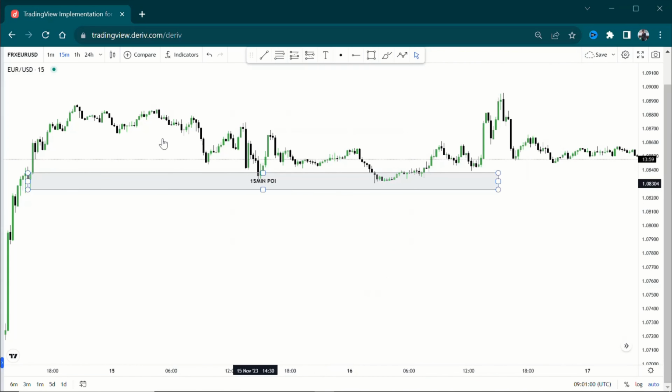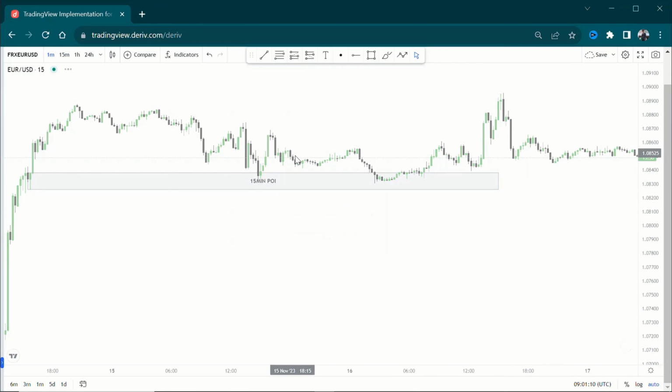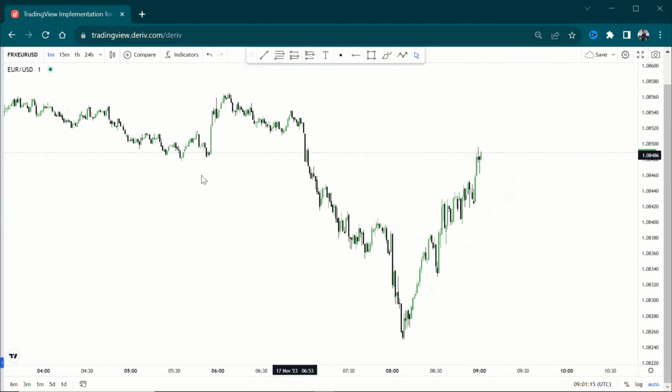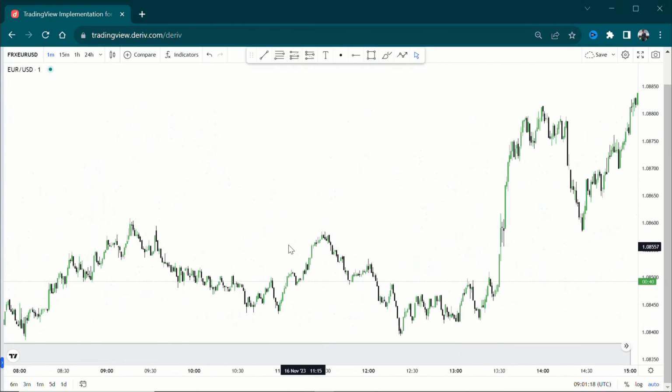So you are just waiting for the market to enter this, and then you start looking for a buy setup here. You just need to zoom into your 1 minute time frame. So when you go to your 1 minute time frame, let me just show you what's happening.